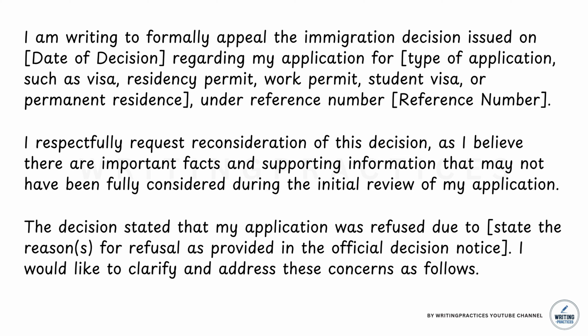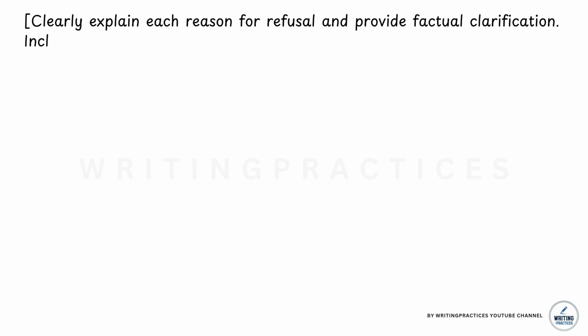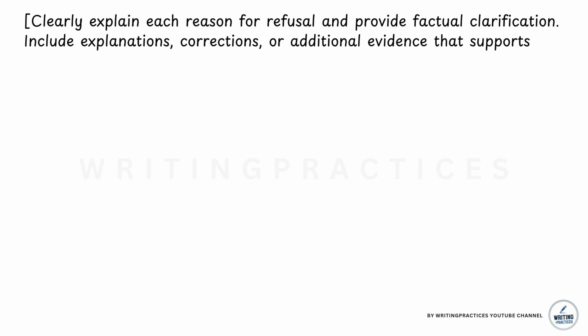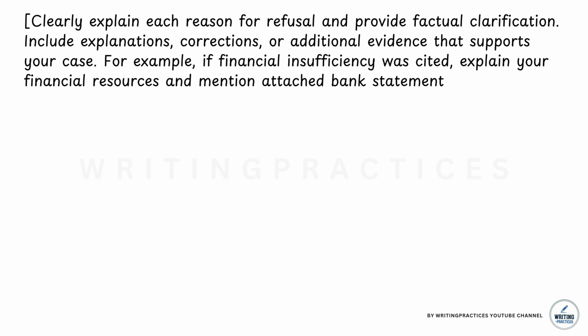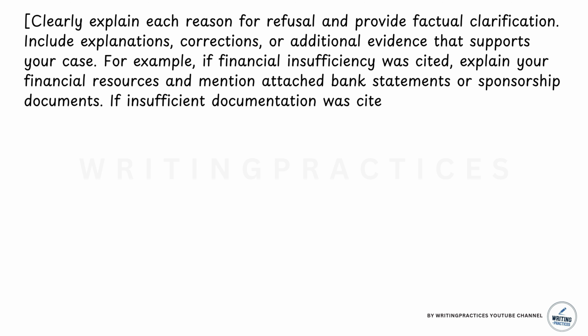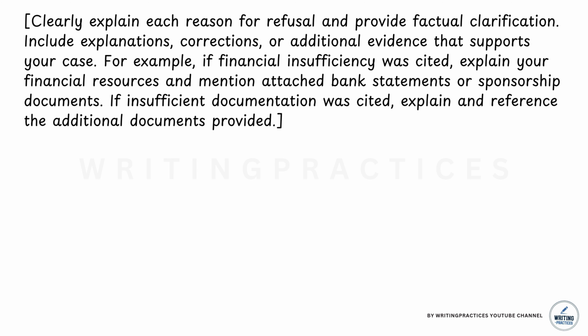Explanation and clarification. This is the most important part of the letter. Here, you explain each refusal point with facts, corrections, and supporting evidence. For example, the financial documentation initially submitted did not include my sponsor's updated bank statements due to a processing delay. Attached to this appeal are the complete statements for the last 6 months, along with a notarized sponsorship declaration confirming financial support of $35,000, which exceeds the required minimum. This is where you make your strongest case. Address each refusal point separately and support every explanation with evidence.